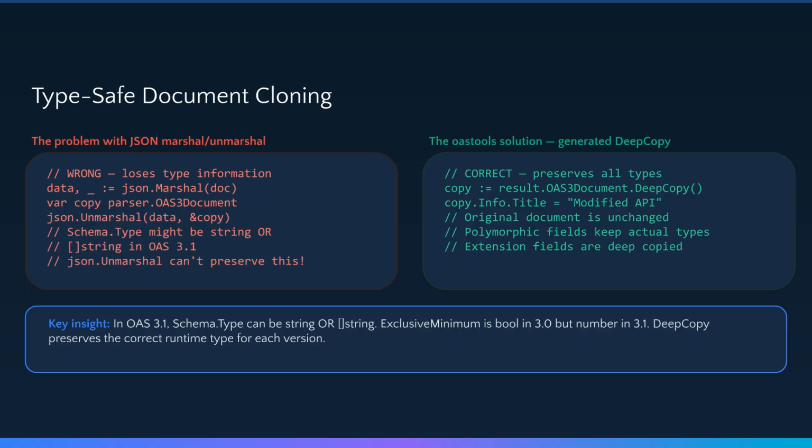Type-safe document cloning. This is a subtle but critical feature. In OAS 3.1, the schema.type field can be either a string or an array of strings. When you use JSON marshal/unmarshal to clone a document, you lose this distinction. json.Unmarshal has to pick one type. oastools avoids this problem entirely by providing generated deep copy methods that copy every field using its actual runtime type. This also handles OAS version differences. ExclusiveMinimum is a Boolean in OAS 3.0, but a number in OAS 3.1. Deep copy preserves the correct type for the version you're working with.